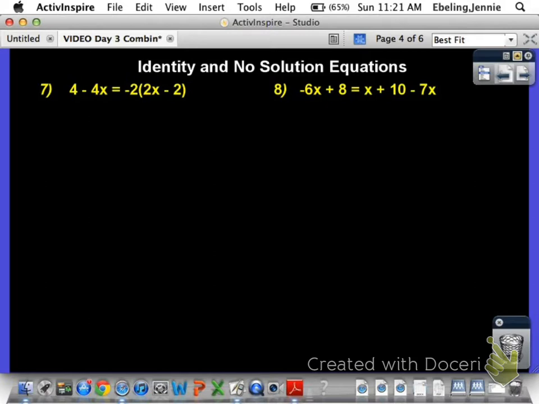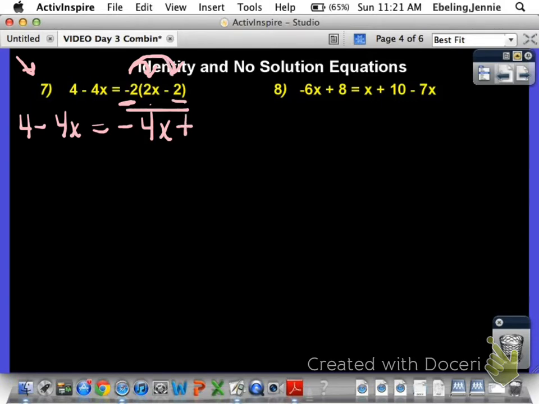Now the rules that we had, the steps that you took notes on from the first part in day 3, still apply here. So in number 7, I have parentheses that I need to get rid of first. So I'm going to use the distributive property to undo those parentheses. I have this 4 minus 4x is equal to, when I apply this distributive property, notice I have a negative 2 out in front. Negative 2 times 2x is negative 4x, and then negative 2 times this negative 2 is a positive 4.